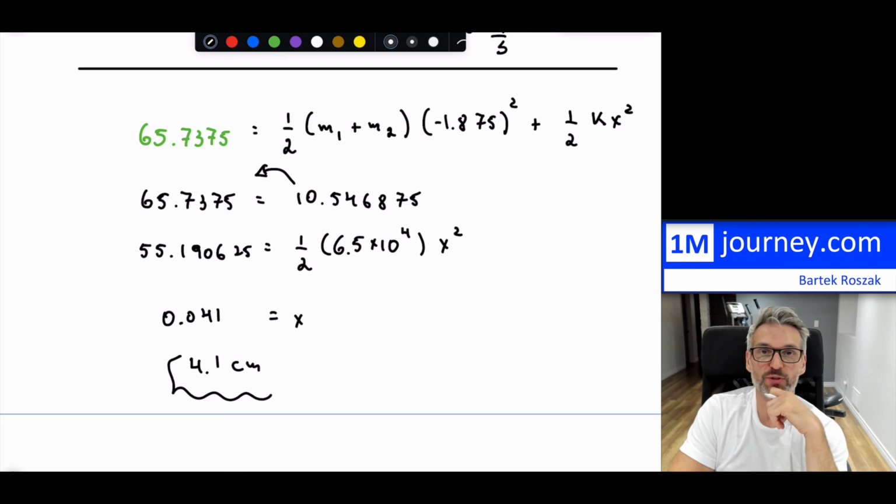All right, so that is it for this video. This is the total mechanical energy for perfectly elastic collisions, and incorporating elastic potential energy as well.